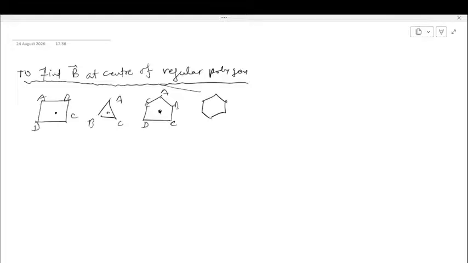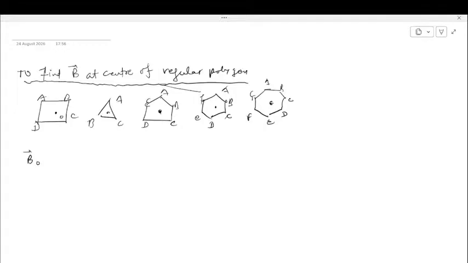This is the hexagon A B C D E F, this is the octagon. The magnetic field is to be found here. So for all these figures, the magnetic field, this is the center, that is O.